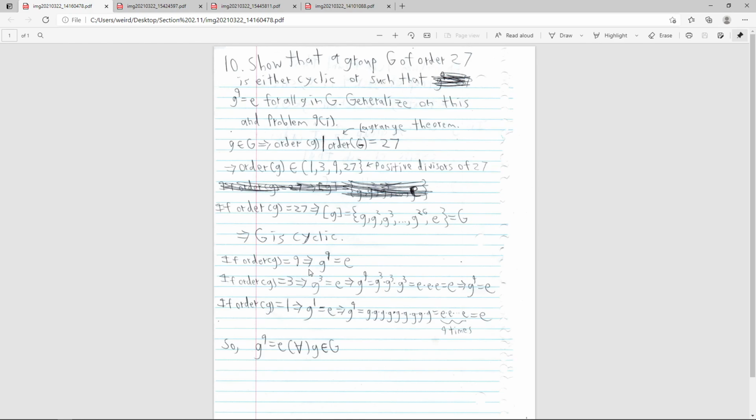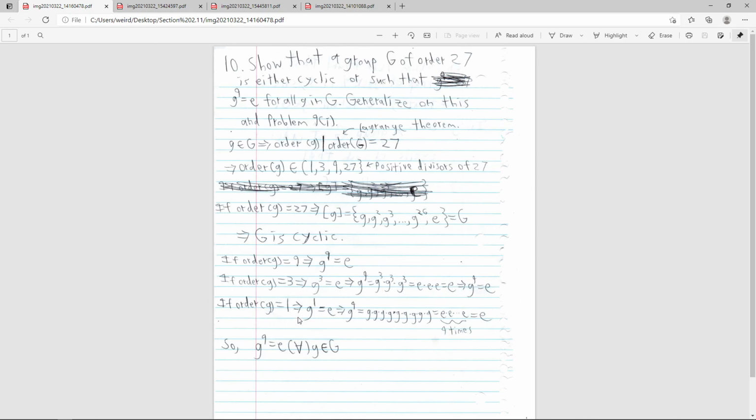If order G equals 9, that means G to the 9th equals E, and that's what we have to show for all these. If order G equals 3, G cubed equals E, which means that G to the 9th is equal to G cubed times G cubed times G cubed, which is equal to E times E times E, which equals E. That also means G to the 9th equals E.